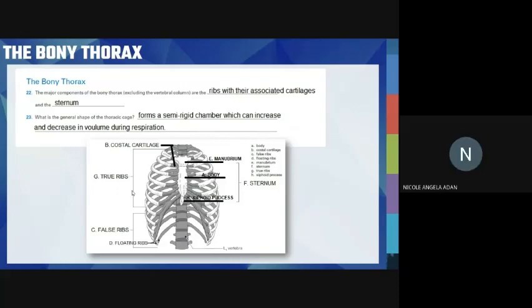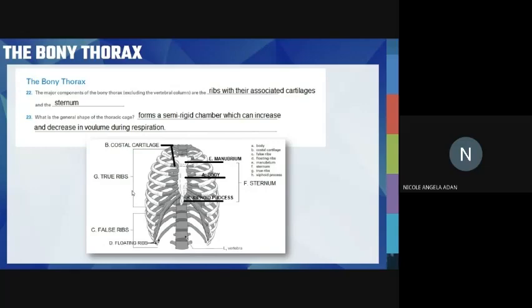For number 22, the major components of the bony thorax, excluding the vertebral column, are the ribs with their associated cartilages and the sternum. Number 23, what is the general shape of the thoracic cage? It forms a semi-rigid chamber which can increase and decrease in volume during respiration.